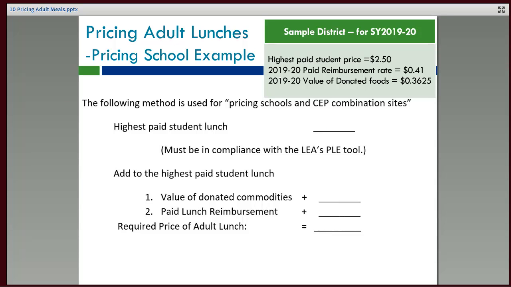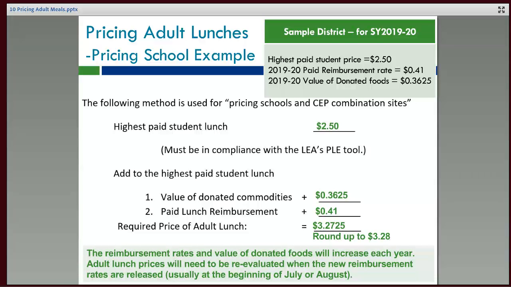So first, the highest paid student lunch price was $2.50, and then we'll add that to the value of donated foods, which is 36.25 cents, and then we'll add the paid lunch reimbursement. And that gives us a total of $3.2725. Now to meet this requirement, we have to round up. So the adult price that would be required for this district is $3.28.